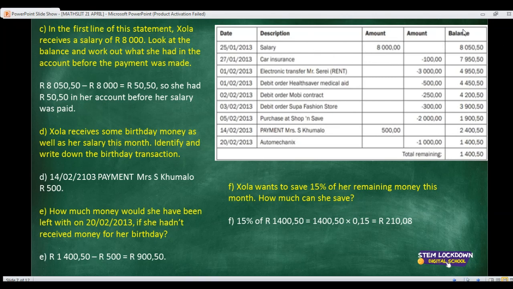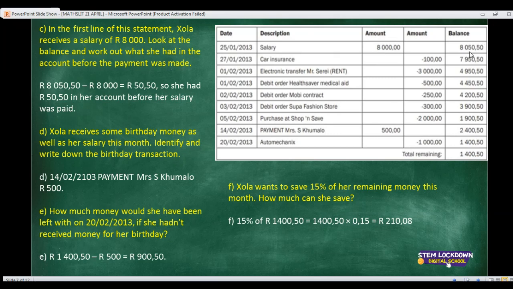How do you work this out? Basic additions and subtractions. In this case, we are subtracting. The balance subtracts the credit of 8,000 rands. So it's 8,050 rands, 50 cents minus 8,000 rands. The answer is 50 rands, 50 cents. That is how you work this out for the very first answer.